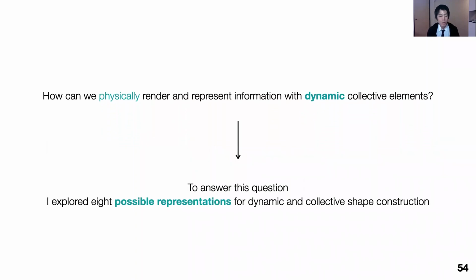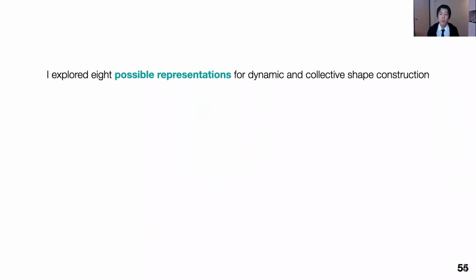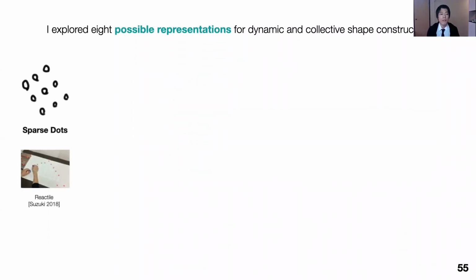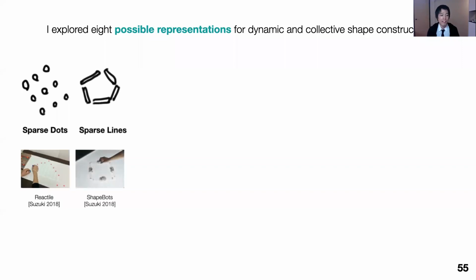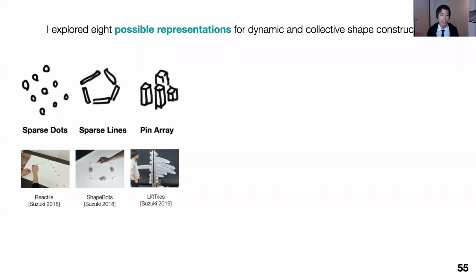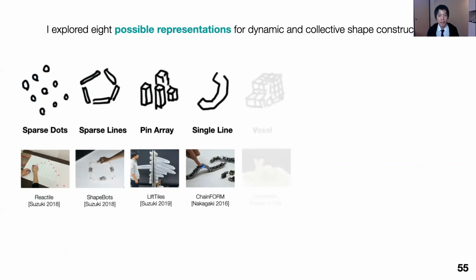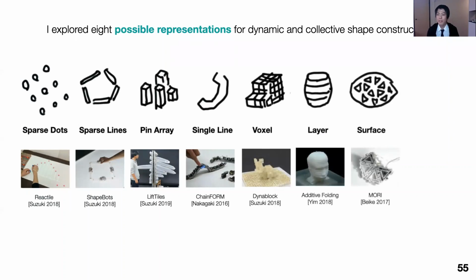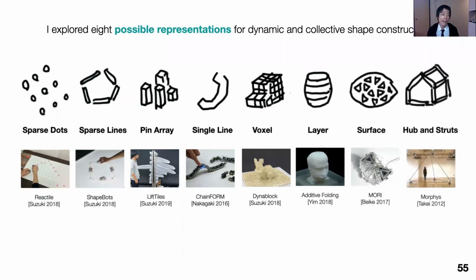So to answer this question, I explored 8 possible representations for dynamic and collective shape construction, which are sparse dots, sparse lines, pin arrays, a single connected line, voxel representation, the layer approach, the surface representation, and Hadden struts. Let me describe each one briefly.